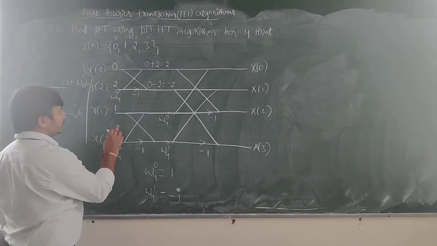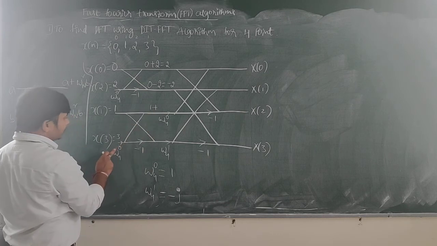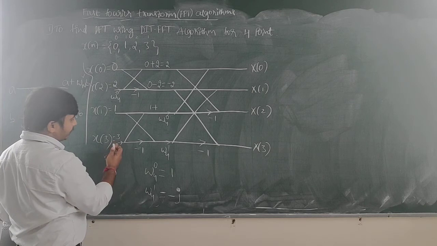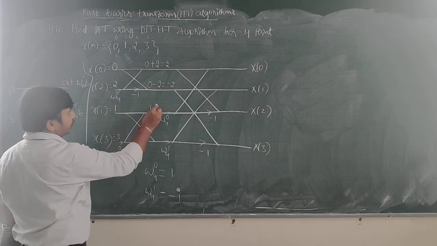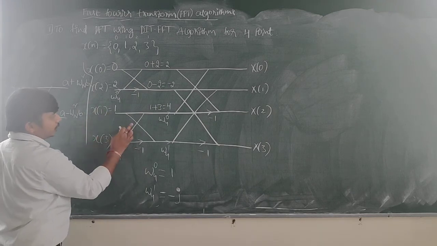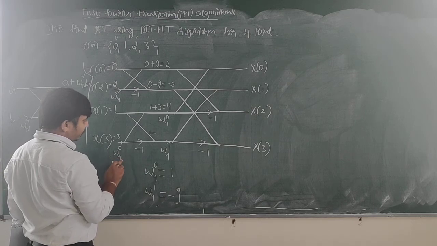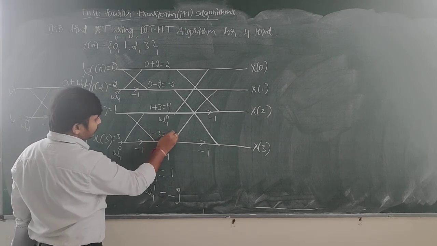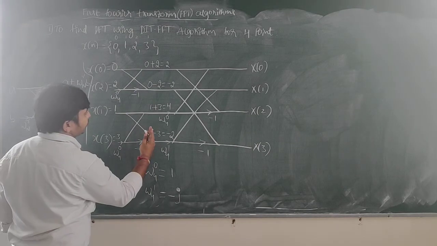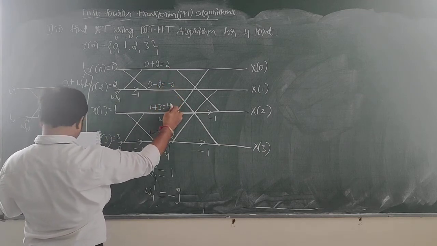Next, here 1 is coming, so 1 plus W4 power 0 into 3. W4 power 0 is 1, 1 into 3 is 3, so 1 plus 3 is equal to 4. Here 1 minus W4 power 0 into 3, which is 1 minus 3, equal to minus 2. So we have arrived at the end of the first stage. The first stage is completed, and I got 2, minus 2, 4 and minus 2.